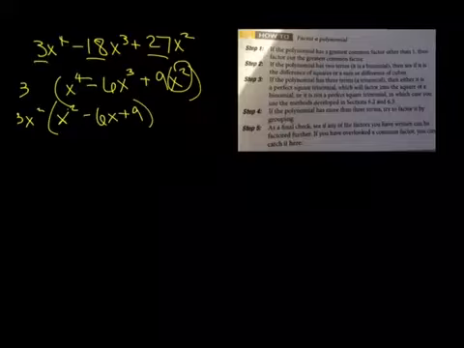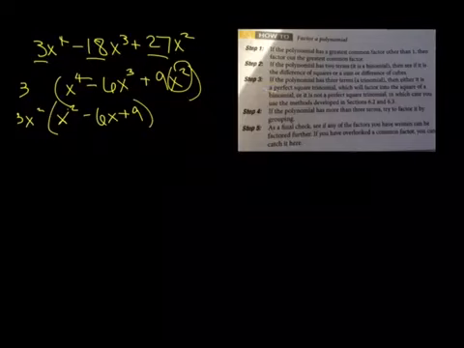Okay, now I'm going to jump down to step 3 because my polynomial doesn't have 2 terms, it has 3 terms. So it's either a perfect square trinomial or it's not a perfect square trinomial.